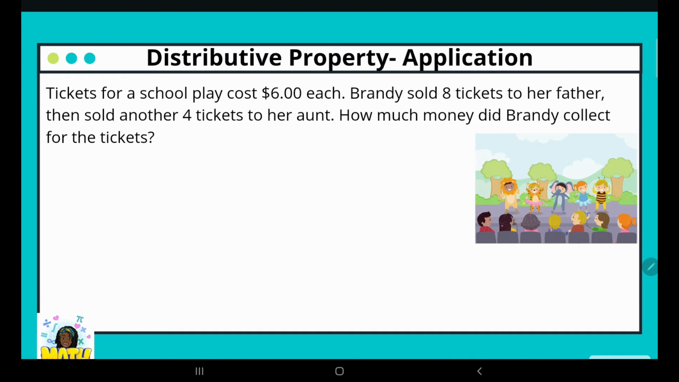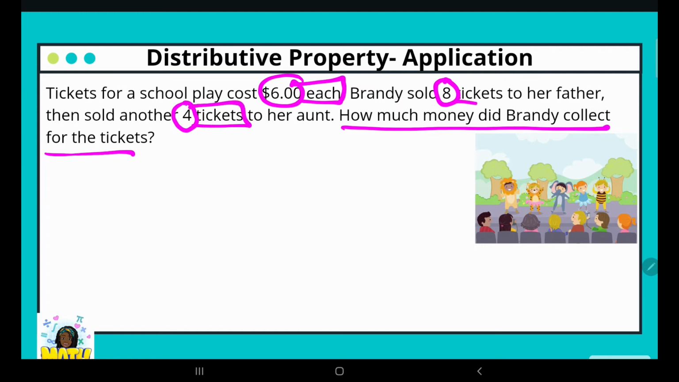Our next example says, tickets for a school play cost $6 each. Brandy sold 8 tickets to her father, then sold another 4 tickets to her aunt. How much money did Brandy collect for the tickets? Now, unlike the previous question, this one is asking us to solve because it wants to know how much money she collected. Okay, so we have $6 each. Then she sold 8 tickets to her dad and another 4 tickets to her aunt.